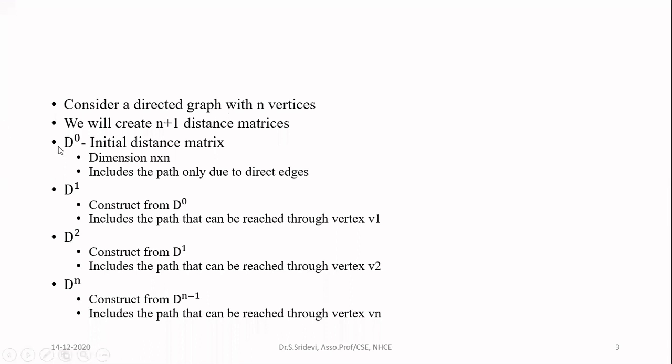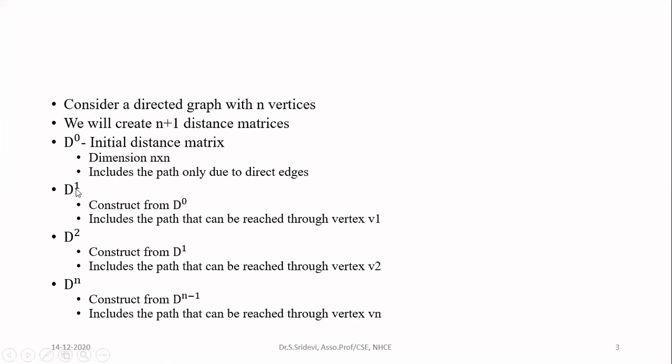We assume that D represents a distance matrix and D0 represents the initial distance matrix. The dimension of this matrix is n cross n, where n is the number of vertices in your graph. The initial matrix D0 includes the paths that have only the direct edge between two different nodes. So if you have a direct edge between the nodes Vi and Vj, then that will be included in the matrix D0. This is called the initial distance matrix. After that, we construct the matrices D1, D2, etc. up to Dn, where n represents the number of vertices.